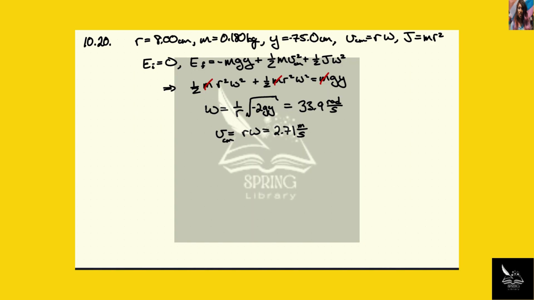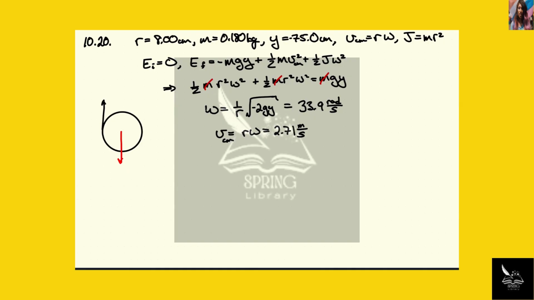In this problem we have, let me actually draw it here. We have a disc here, a hoop. It's actually a hoop with a string that we're holding, and then we have weight coming down here.